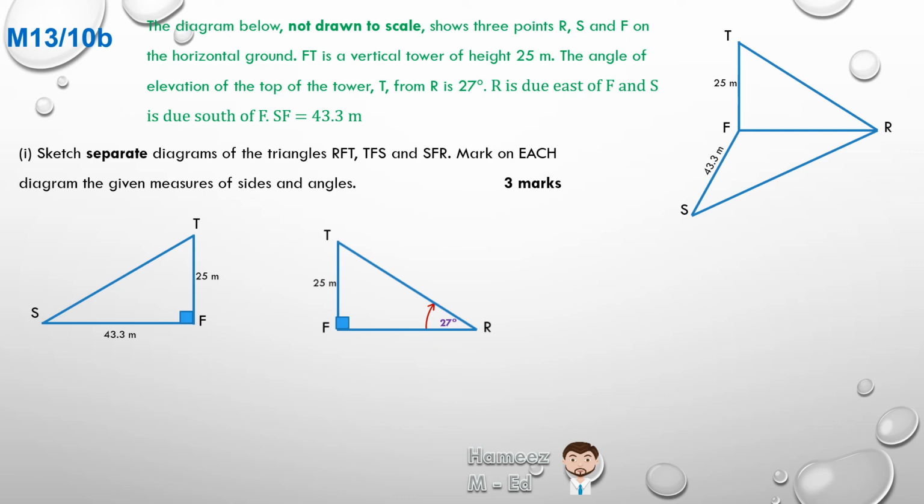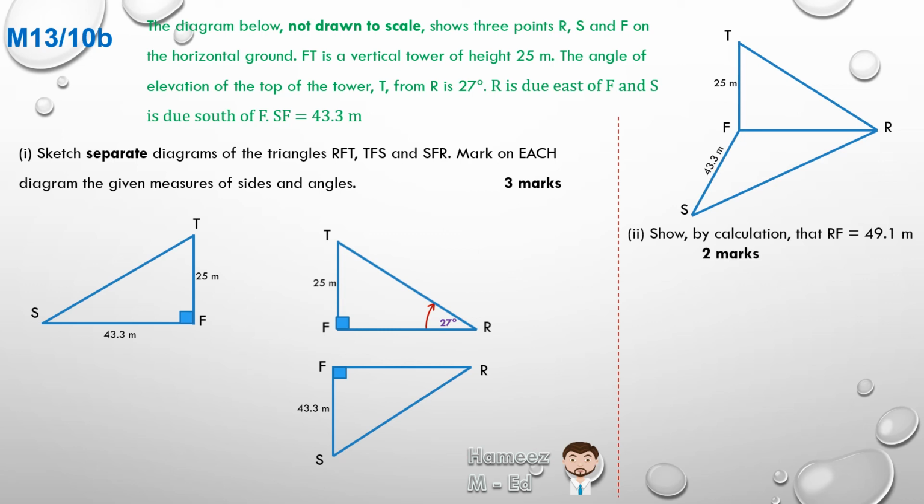And for the third diagram, SFR, if we look at it, it lies flat on the ground, but FR goes in an easterly direction and F to S is a southerly direction. So it means that there's also 90 degrees between them, and we have 43.3 meters.